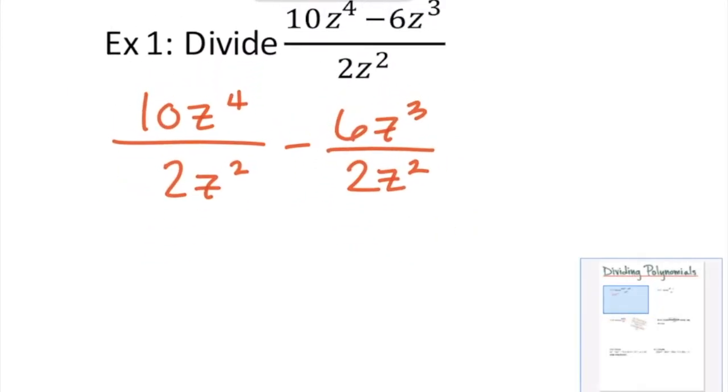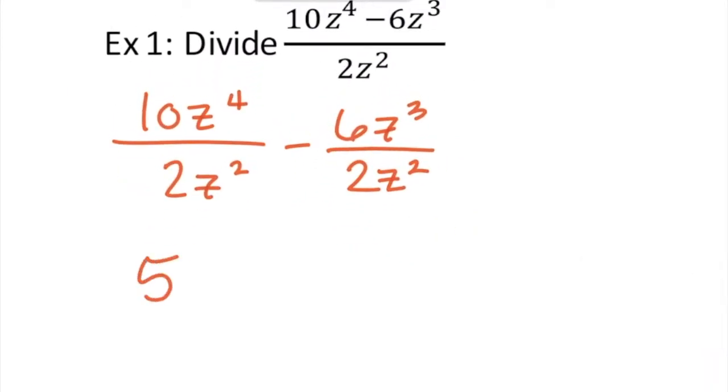So 10 divided by 2 is 5, like it's always been. And then z to the fourth over z squared. Remember, we subtract exponents of like bases, so we end up with 5z squared minus 6 over 2 is 3. And z cubed over z squared is just z to the first. And there is our final answer for the division problem.